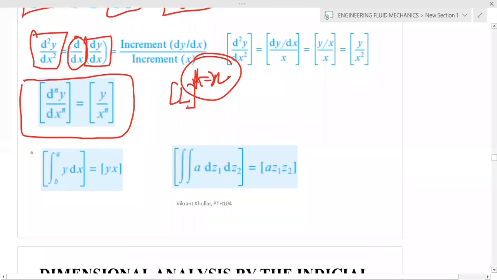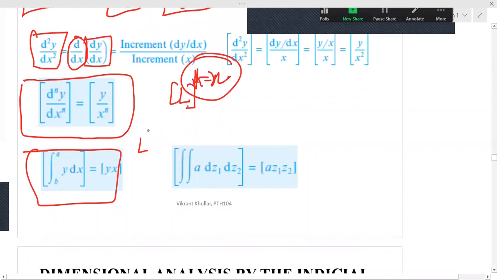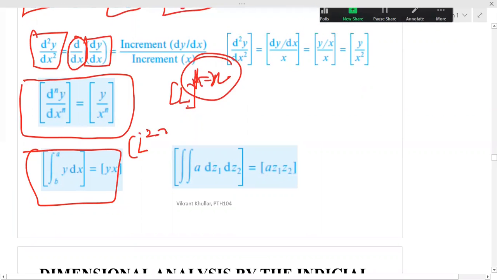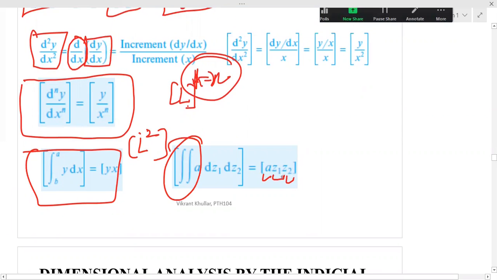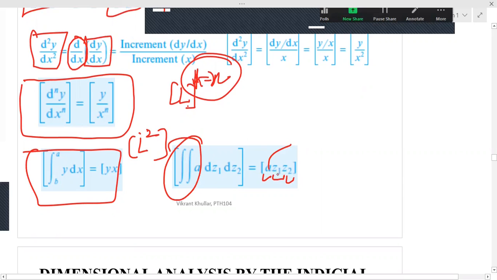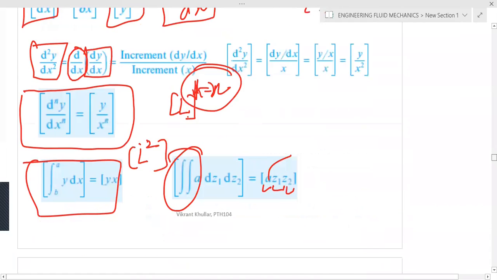Likewise for integration, if you have the integral of y dx, the dimensions will be L square. Where you have a double integral, then what? Cube. Double integral, so a is what? If a is a constant, then square. If a is not a dimensionless constant, then it is cube. Any doubts to anyone?